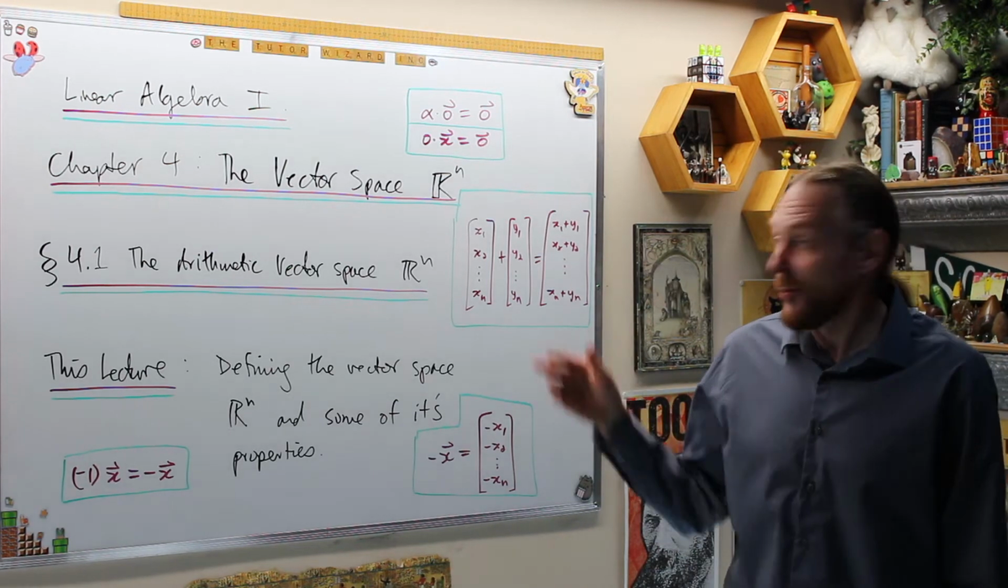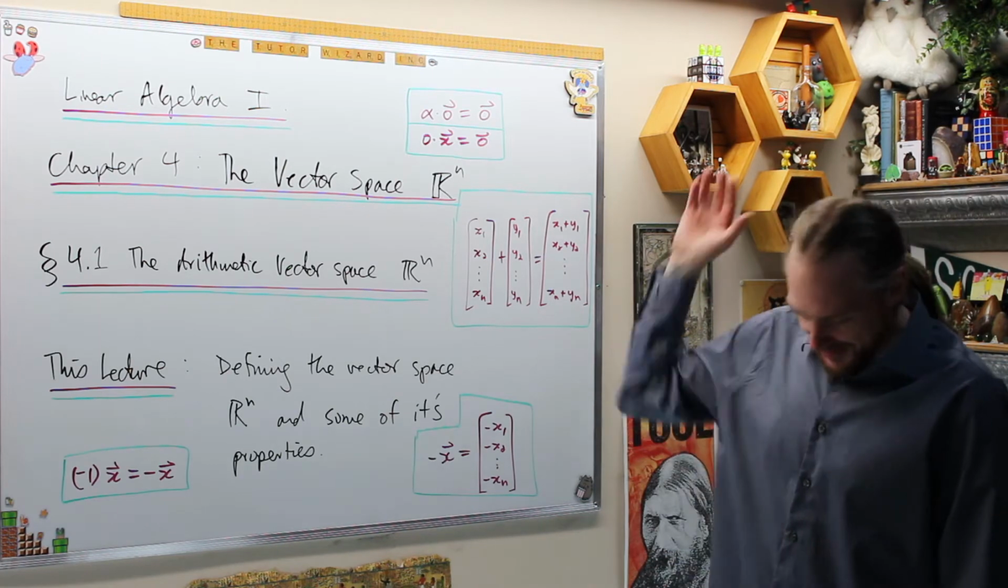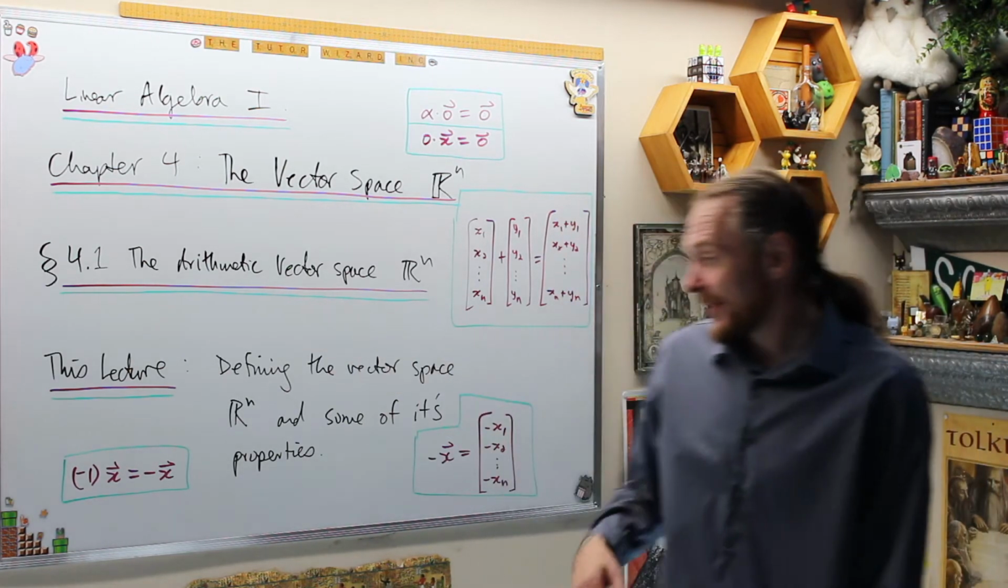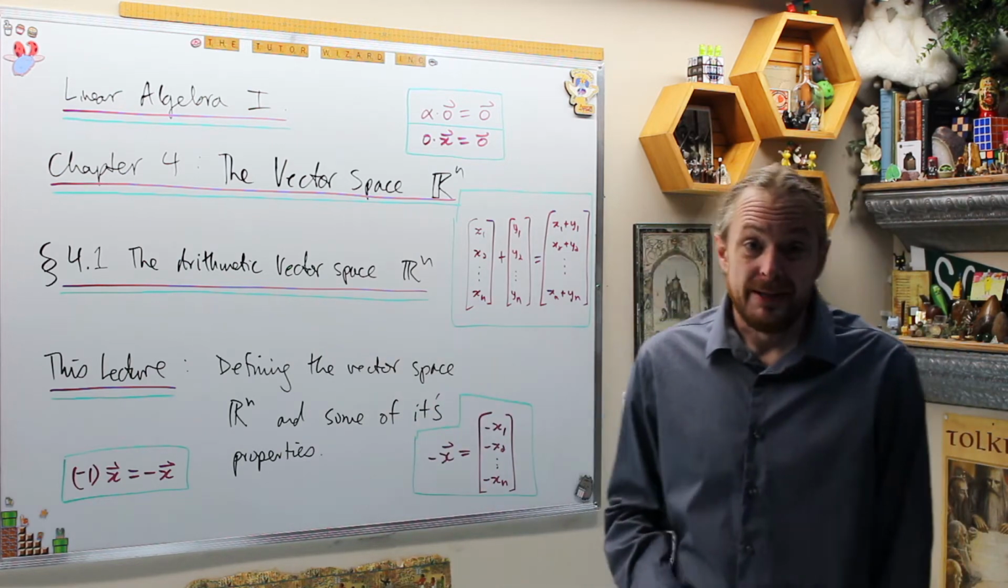Where are we going to get these coordinates from? Linear combinations in a basis, so we'll get at that, but that'll be the next video. Today what we're going to do specifically is define what this vector space is and give some of its more basic properties. Let's get to it.